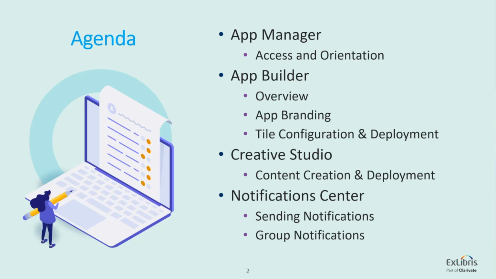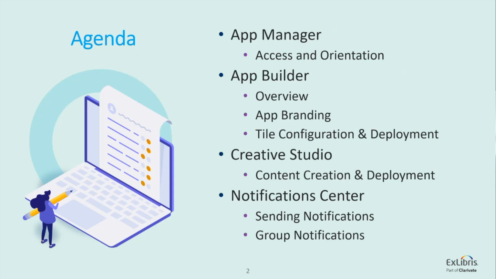I'm then going to dive into a number of key areas within App Manager, focused on key configurations and key edits that you're probably likely to do on a more regular basis. So we're going to be visiting App Builder and looking at how App Builder allows you to control the home screen. We'll then dive into Creative Studio and how we use that tool along with App Builder to deploy content. And then finally, in this session, we'll cover off notifications and Notification Center and how to send those to individuals and group users.